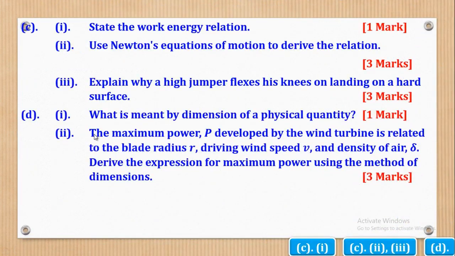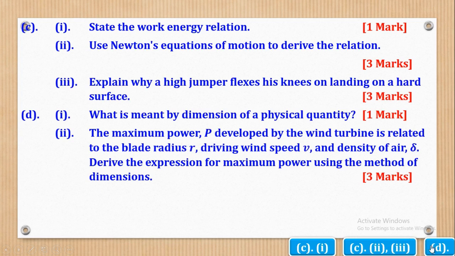Roman 2 says, the maximum power, capital P, developed by the wind turbine is related to the blade radius R, driving wind speed V, and density of air sigma. Derive the expression for maximum power using the method of dimensions. So this P is related to R, which is radius, and it's the same as length, V, which is speed, and sigma, which is density.